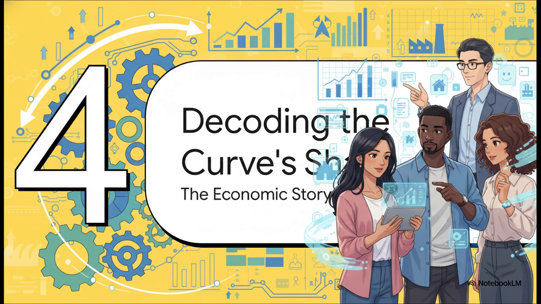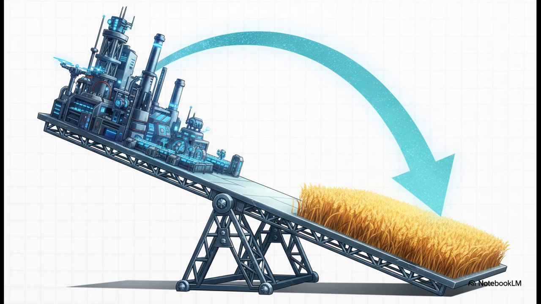So let's break down exactly what that shape is telling us. First thing you'll notice is that it slopes downward from left to right. Why? Well, it's just a visual representation of scarcity and trade-offs. Since we're using all our resources, the only way to get more wheat is to shift some resources away from making machines. You just can't have more of everything.